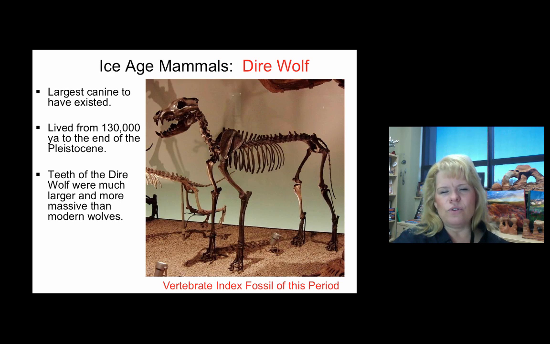This guy is a true icon of the last ice age, the dire wolf. He is definitely a vertebrate index fossil, the largest canine that has ever lived that we found fossil record for, and lived from about 130,000 years ago to the conclusion of the last ice age. These guys, their canines are much larger than some of our wolves today. But our wolves' body plan hasn't changed that much. They've just shrunk a little bit. So these were larger, bigger, more massive, and aggressive animals of the last ice age. So they were top predators of their time.